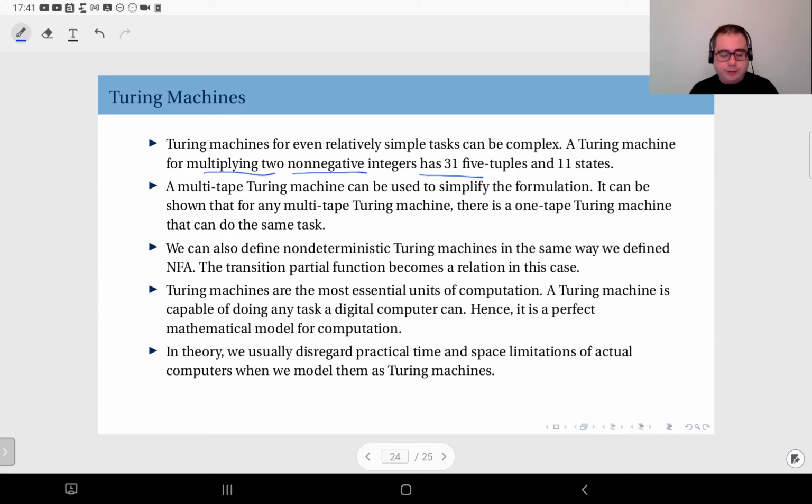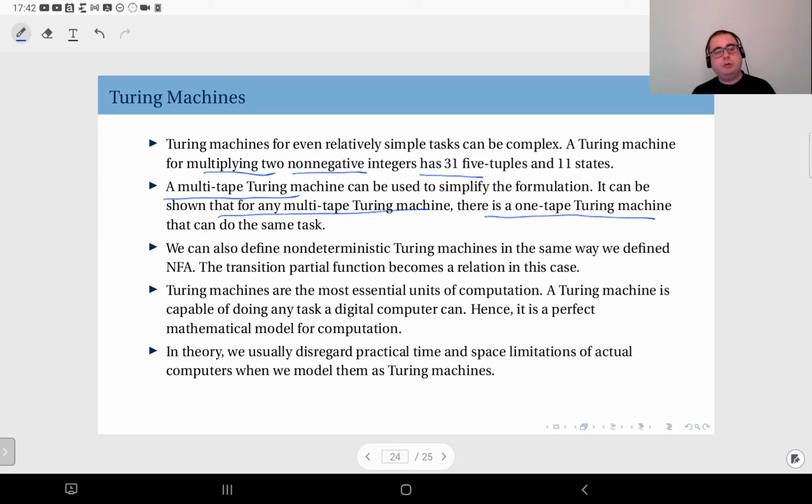On the other hand, if you define multi-tape Turing machines, the design can be simplified. I'm not going to show examples of this, but you can look it up. Essentially, it can be shown that for any multi-tape Turing machine, there is a one-tape Turing machine that can do the exact same thing. So it's again not a new type of Turing machine, but an alternative representation of the original Turing machine, but it reduces the complexity of the design, so you can use it instead of an original Turing machine.